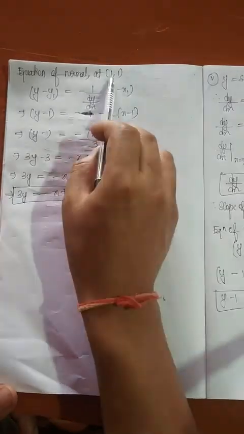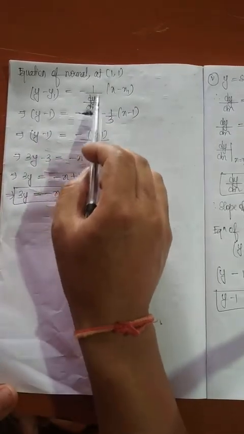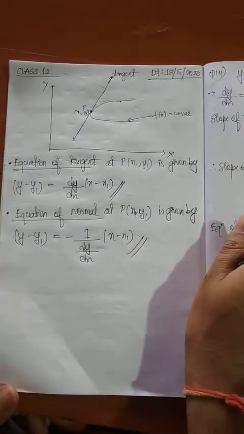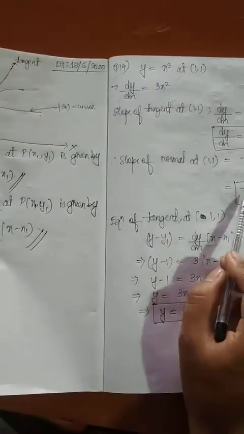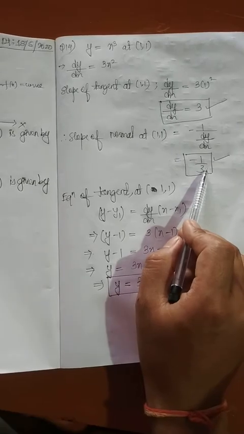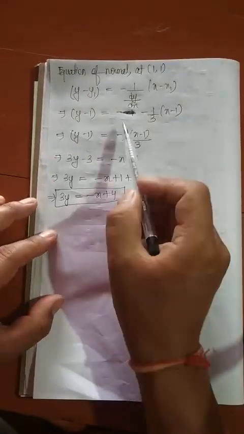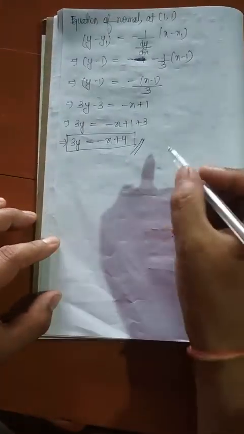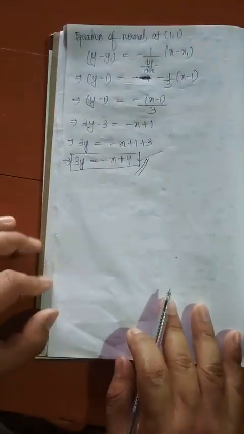X1 is 1, y1 is 1. We know the value for minus 1 divided by dy by dx. Slope of normal, isn't it? Minus 1 by 3. Slope of normal is minus 1 by 3. So we put the value out here, slope of normal, that is out here. Okay, evaluate, simplified, you'll get the equation of a normal as well.